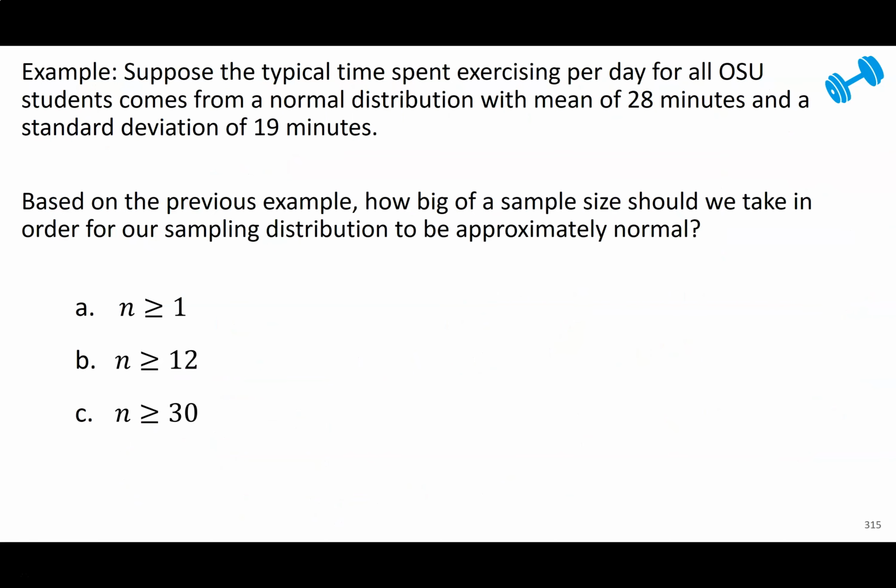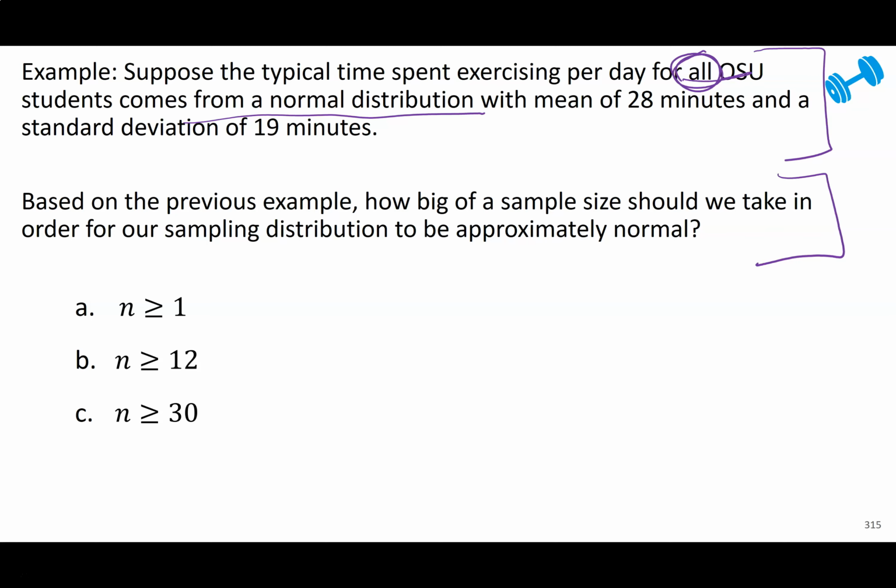So for here, suppose that the typical time spent exercising per day for all OSU students, and all is the giveaway that this is my population, comes from a normal distribution, and it has that mean and standard deviation. Based on this example, how big do we need our sample size to be in order for the sampling distribution of x bar to be approximately normal?